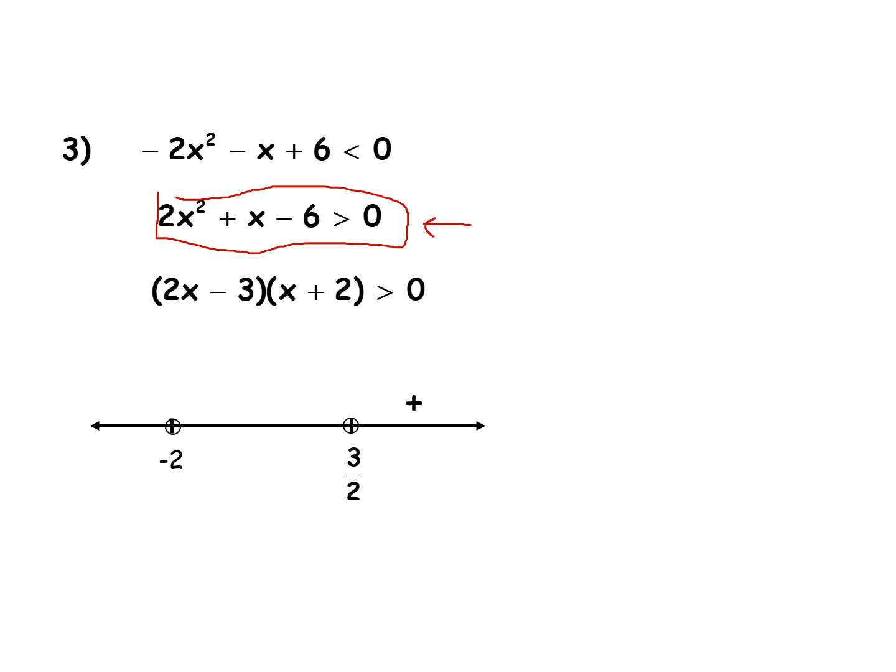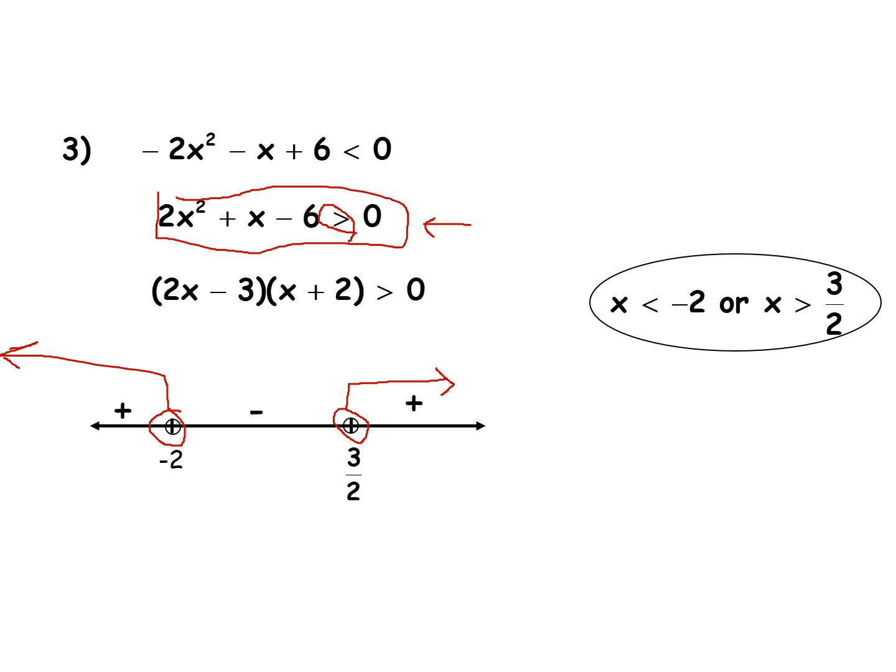So if I plug in 100, it's going to be positive. If I plug in 0, it'll be negative. And if I plug in negative 100, for instance, it would be positive. I'm looking for where it is greater than 0, so I'm looking for where it is positive, so I'm looking for my answers that are in this area and my answers that are in this area. So therefore it is an OR conjunction. So it'll be x is less than -2 or x is greater than 3/2.